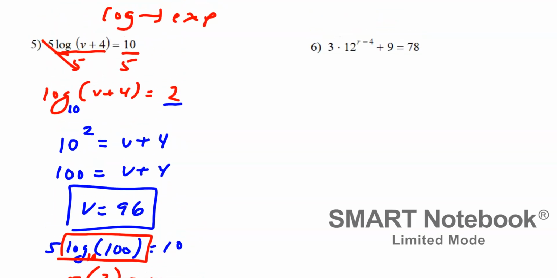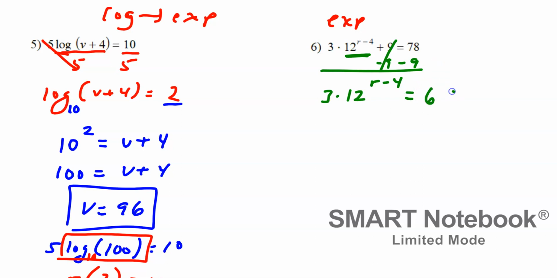Number 6, this time your equation is exponential, and so you might need to change it to logs. Before we decide that, we need to isolate what is exponential. So 12 to the power is the only exponential part. We need to get that by itself. So first thing we need to do is get rid of that 9. 3 times 12 to the r minus 4 equals 69.